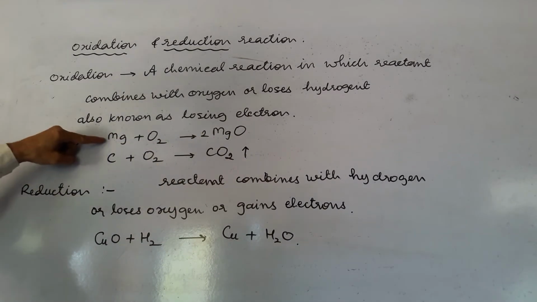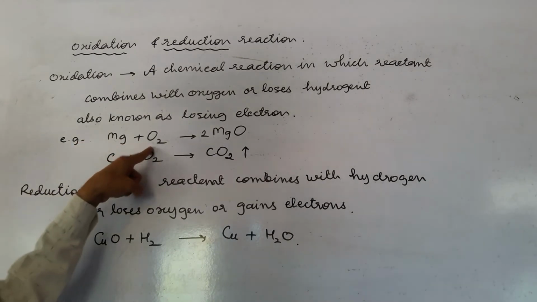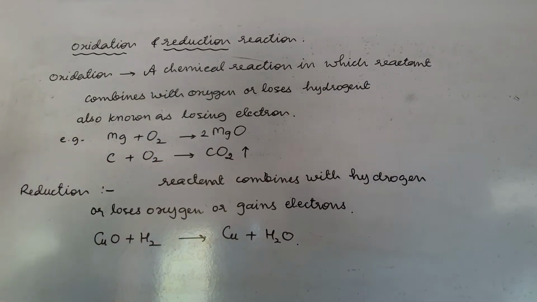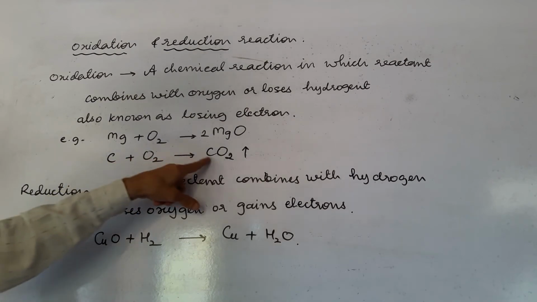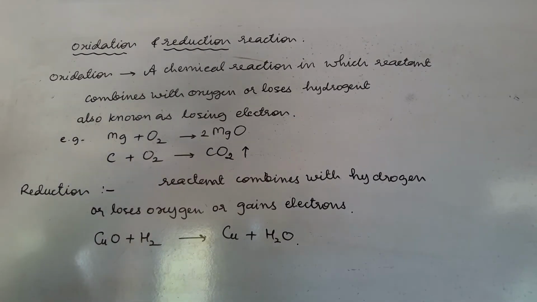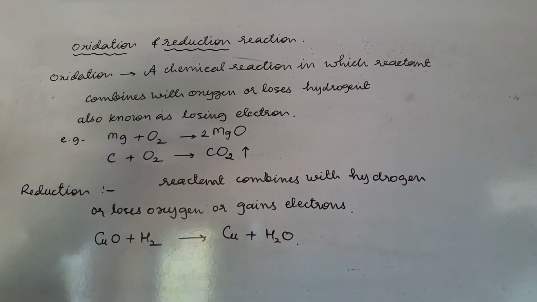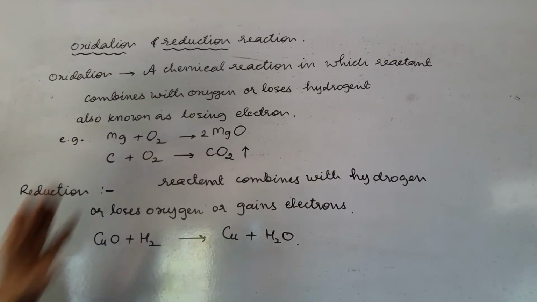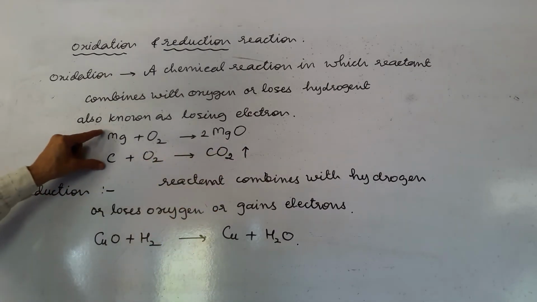For example, let us take magnesium. When magnesium wire is burnt in the atmosphere, it combines with oxygen to form magnesium oxide. At the same time, if coal is burnt in oxygen or in air, it combines with oxygen and forms carbon dioxide. So you find that both are oxides of oxygen, and that's why here magnesium is oxidized to magnesium oxide. Carbon, or the coal, is oxidized to carbon dioxide. So this is called oxidation.